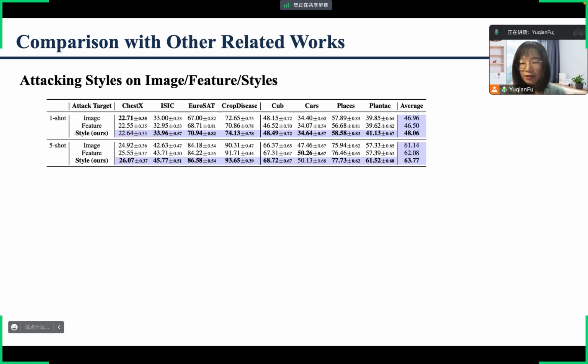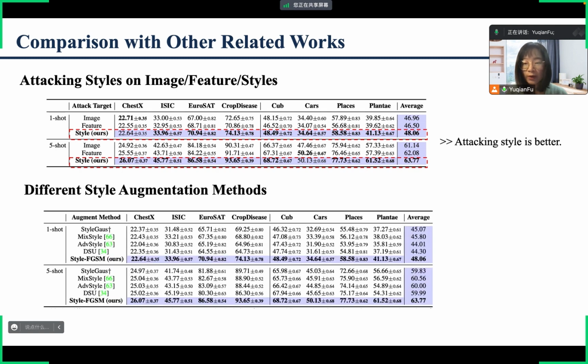To show the advantage of attacking on styles, we compare it with attacking on the image pixels or features. Results show that attacking styles performs best. This supports our idea that the style shift is critical to tackle the domain gap issue for cross-domain few-shot learning. Besides, since we augment styles, we also compare our method with other style augmentation methods, for example, MixStyle. Results show that our method is the most effective one.